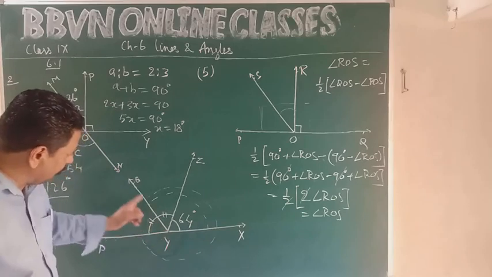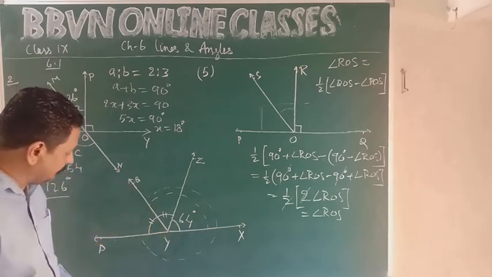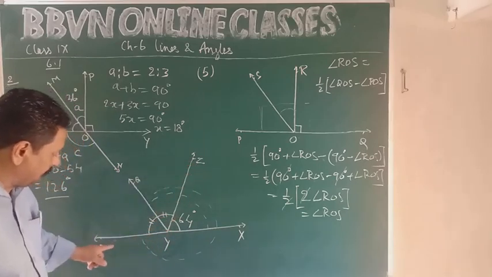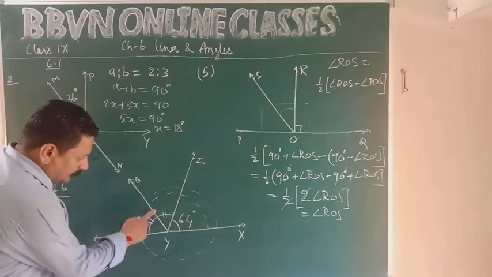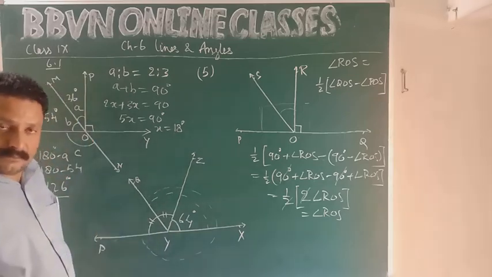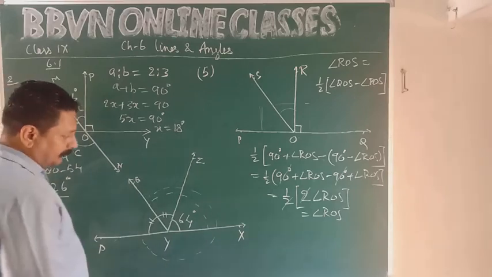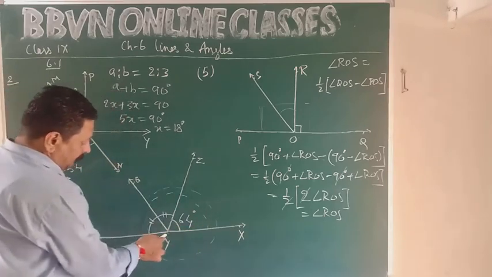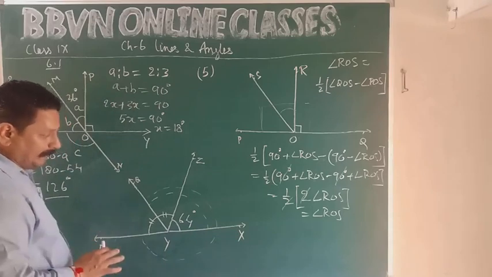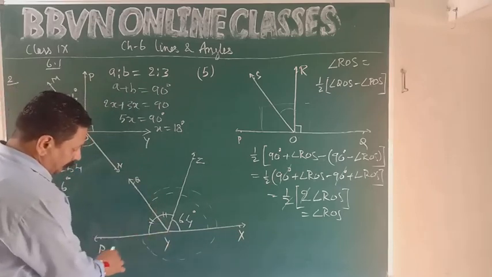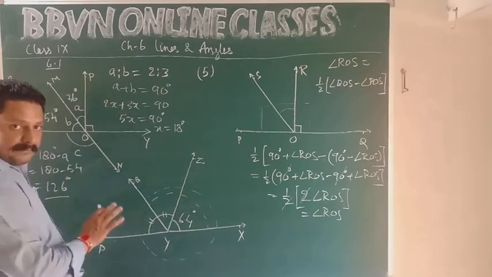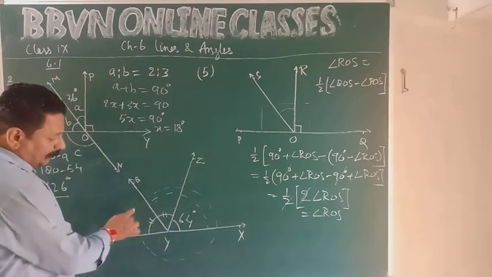Now this ray YQ bisects angle ZYP. Bisects means 2 equal divisions. So these two angles are equal. Okay. Now we have to find angle XYQ and we have to find reflex angle QYP. This reflex angle, right? First we have to find these two.